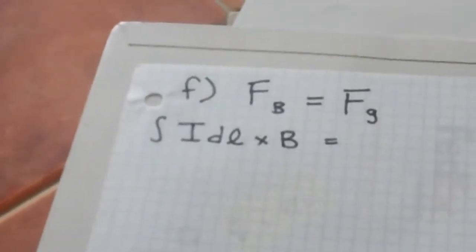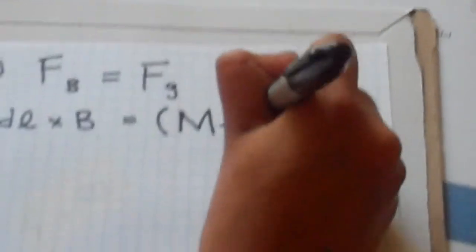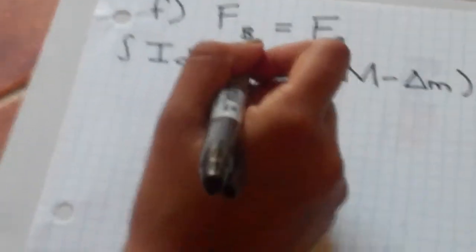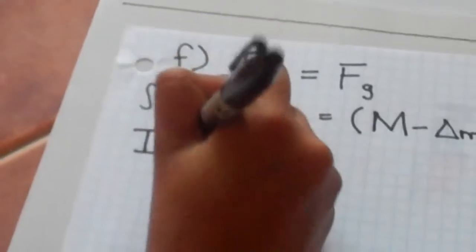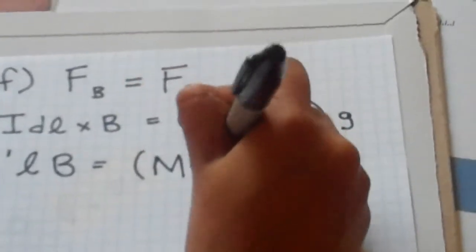Now, because we know that a certain amount of mass delta M was removed from our original M, we know that the mass we are now looking at, the adjusted mass, is going to be our original M minus delta M, which was taken away, times G. Now we can simplify this expression as we did before, except because we're dealing with the new conditions, the I is going to be I prime. So I prime LB equals M minus delta M G.